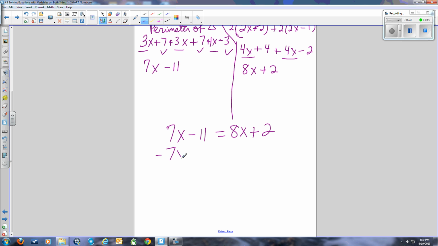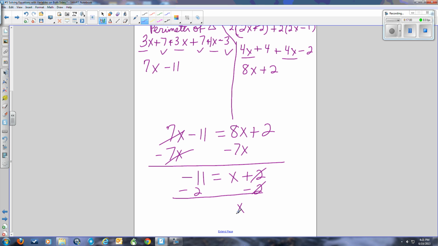And now let's solve for x. So get all the variables on the same side. I'm going to subtract 7x from each side. I have negative 11 equals x plus 2. So now we want to get x alone, so we're going to subtract 2 from each side. And we have x equals negative 13.